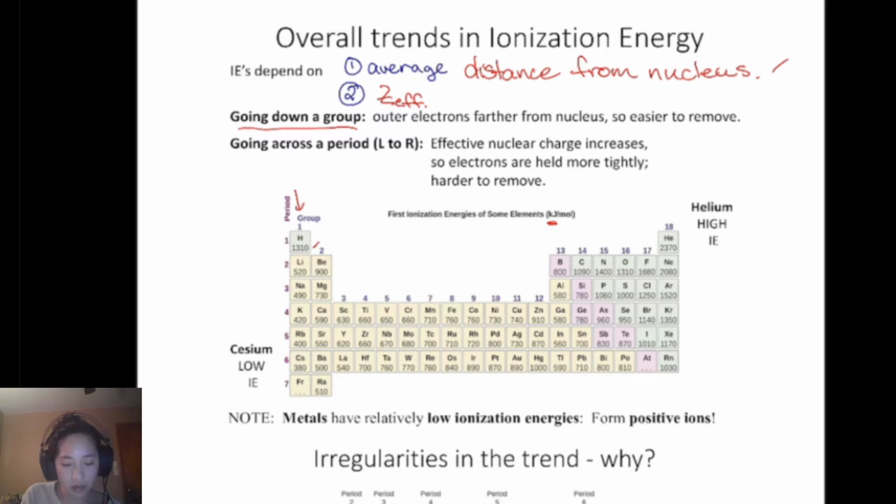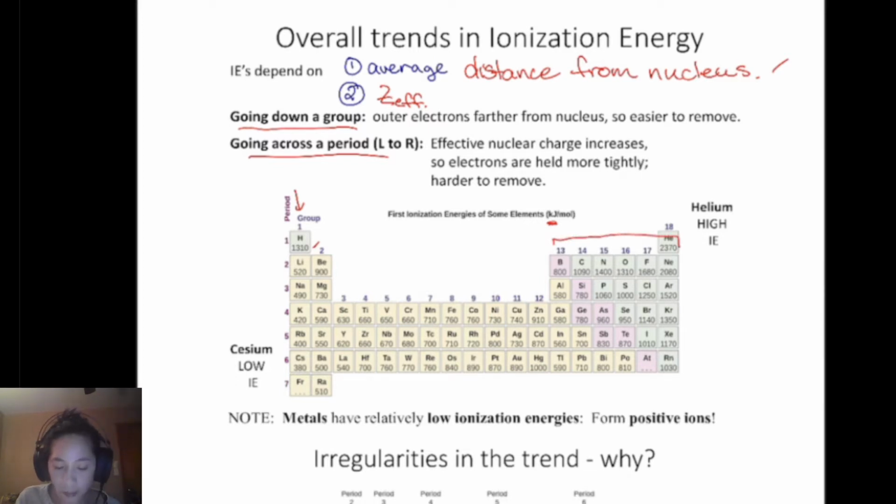And then going across the period from left to right, it typically is more difficult to remove an electron. So ionization energy tends to increase going from left to right, and that is because effective nuclear charge increases going from left to right. So let's remember these trends, because they apply to both radius and ionization energy. So here, what did I write? Effective nuclear charge increases going from left to right, so electrons are held more tightly and are therefore harder to remove. So let's look at period two.